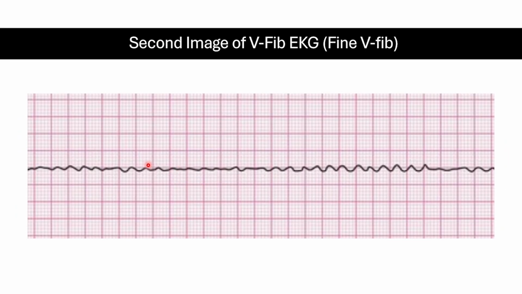Another one here is more of a fine VFib, and you can see it almost looks like a flat line, but you can see the little waves here. That's going to be another indication of ventricular fibrillation. So you can see we can't discern what a P wave is. They almost all look like P waves, but really these are the QRS complexes that are just fibrillating or firing off at rapid rates, and the patient isn't perfusing. This is one of our shockable rhythms.